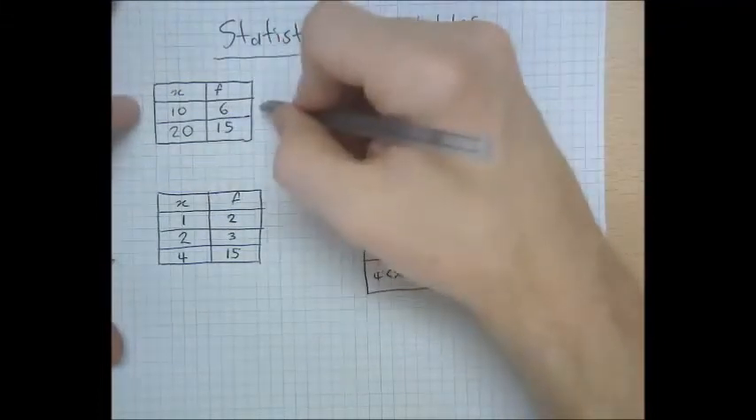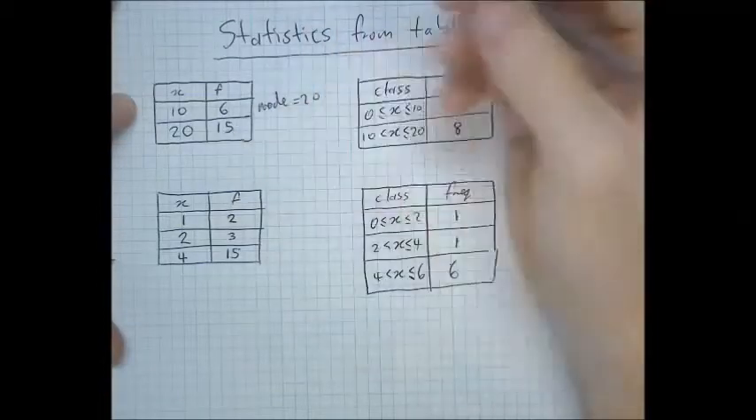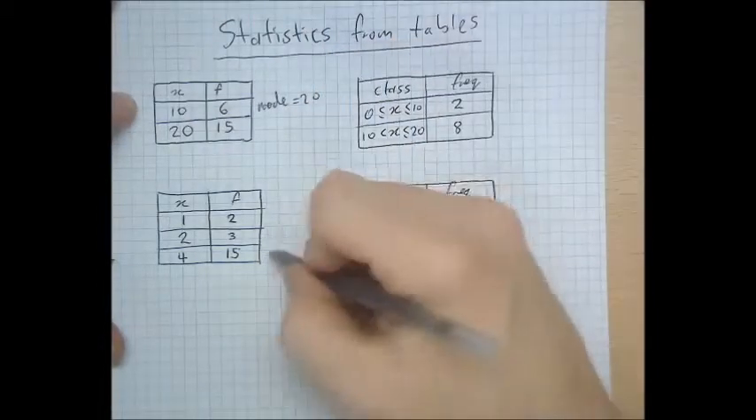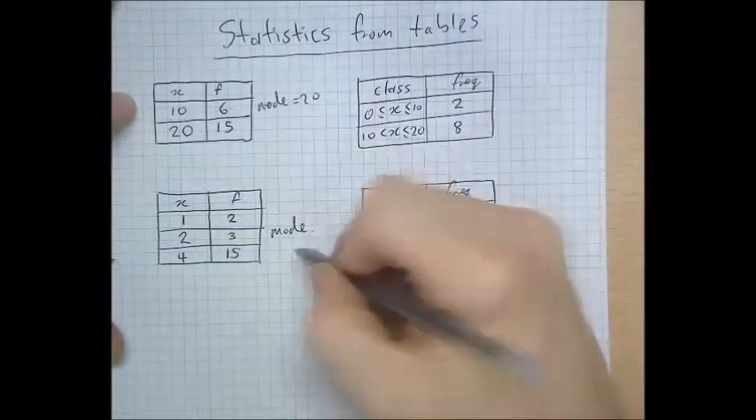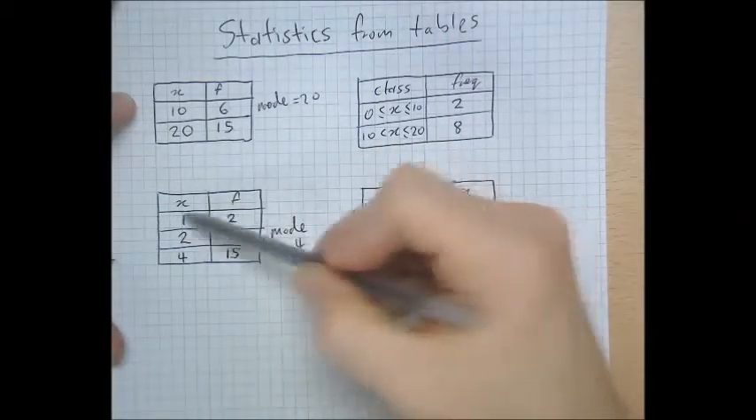So what's the mode? The mode is the most frequently occurring number, that's a 20 because there's 15 of those, whereas there's only 6 10s. What's the mode down here? It is 4 because there's 15 of those versus 3 2s and 2 1s.